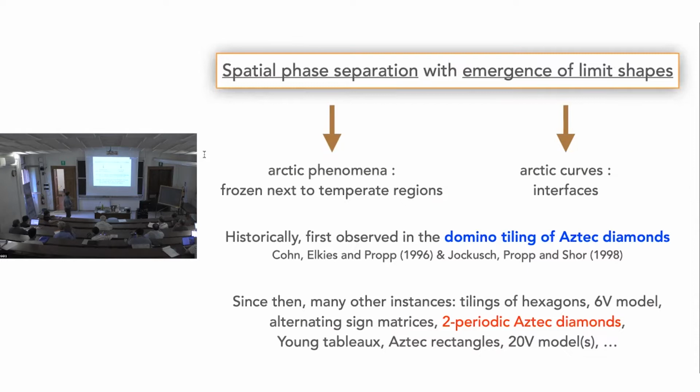So I think that historically the first example of this was found in the domino tiling of standard Aztec diamonds, not the two periodic ones. But since then, there have been many instances of such phenomena. So hexagons, 6 vertex, alternating sign matrices, 2 periodic Aztec diamonds, which I will discuss today, Young tableaux and so on, 20 vertex models that Philippe has discussed 2 days ago, sorry.